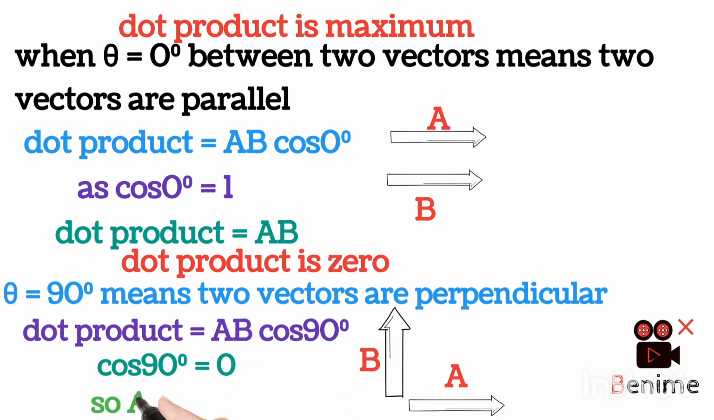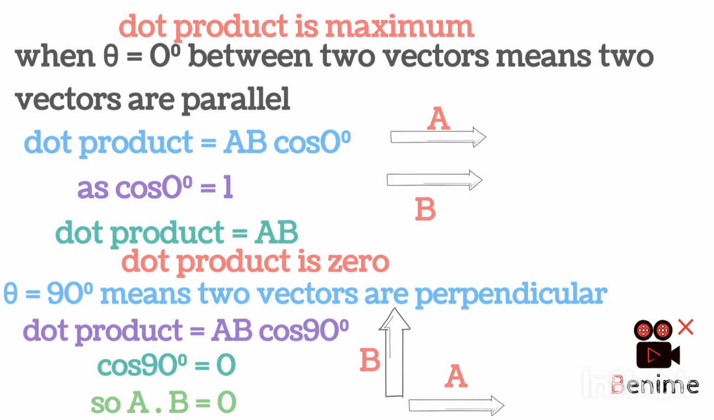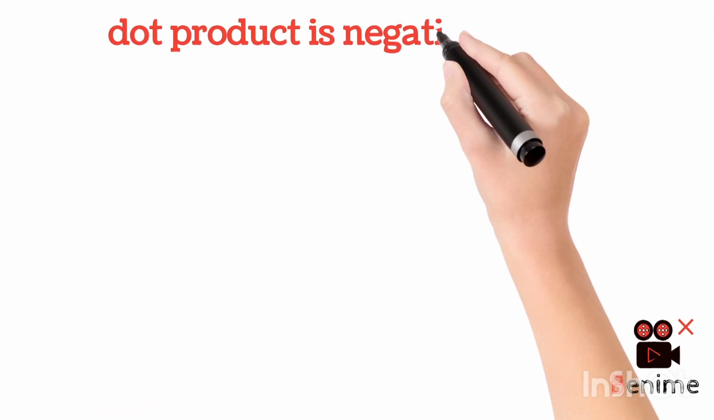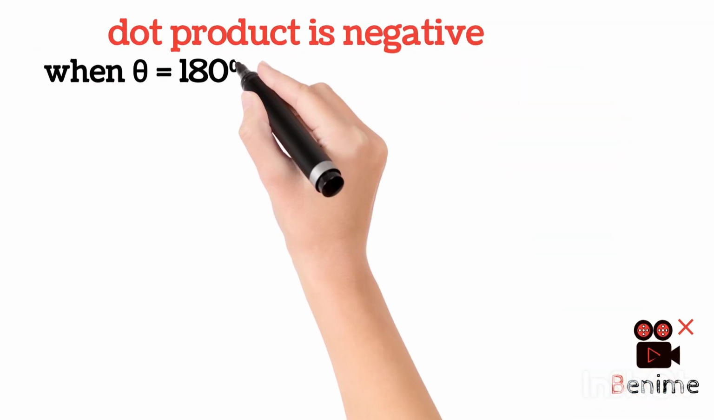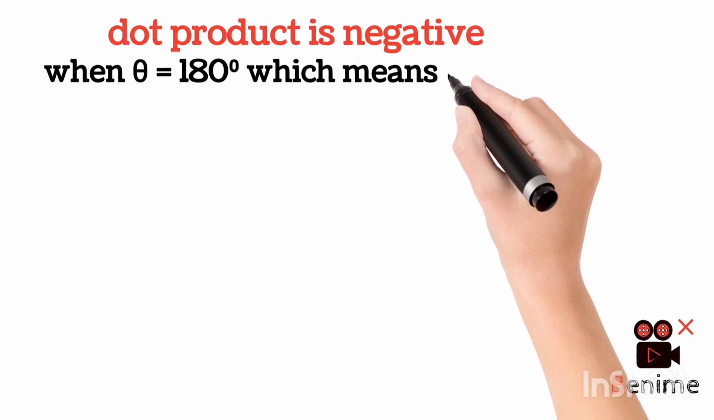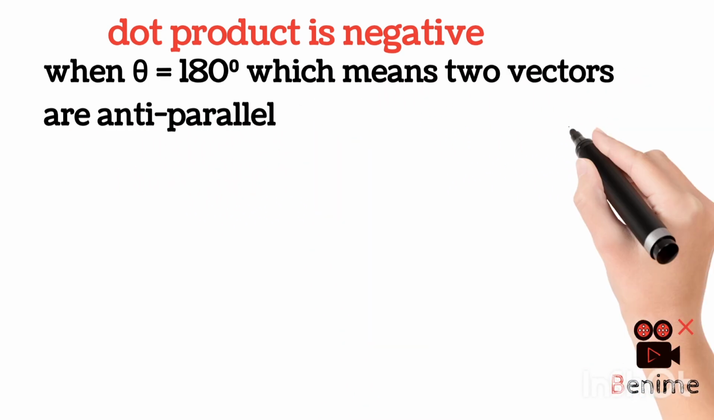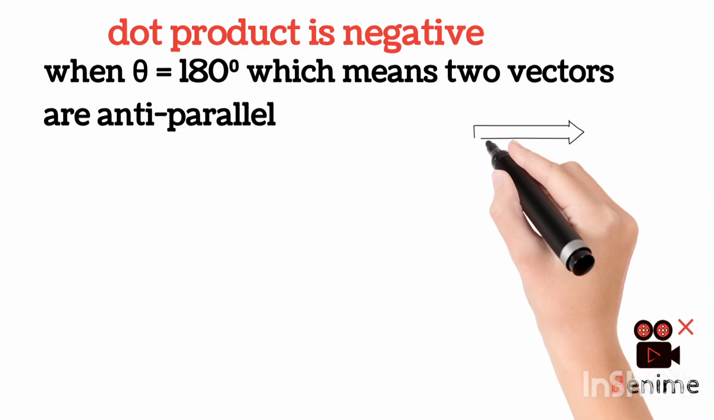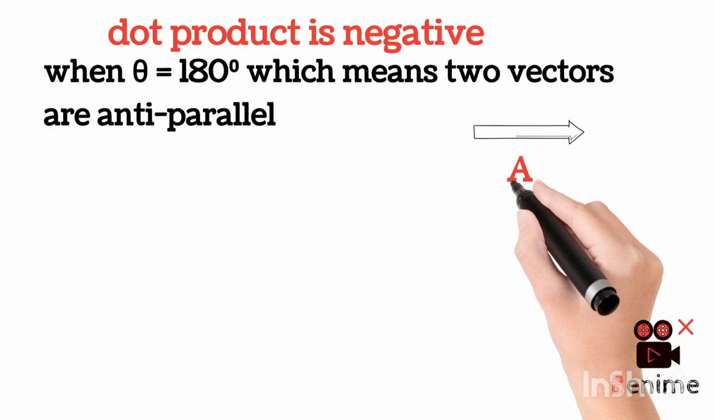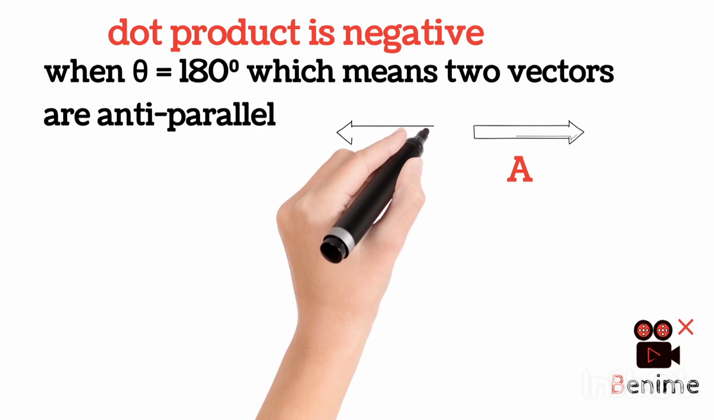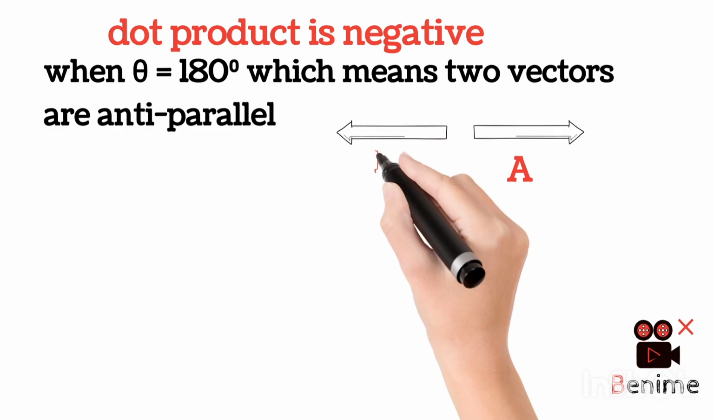There is a third condition when the dot product is negative. This happens when two vectors are antiparallel, the angle becomes 180 and the value of cos 180 is -1. Putting this value into the dot product formula gives -AB, which means the dot product becomes negative.